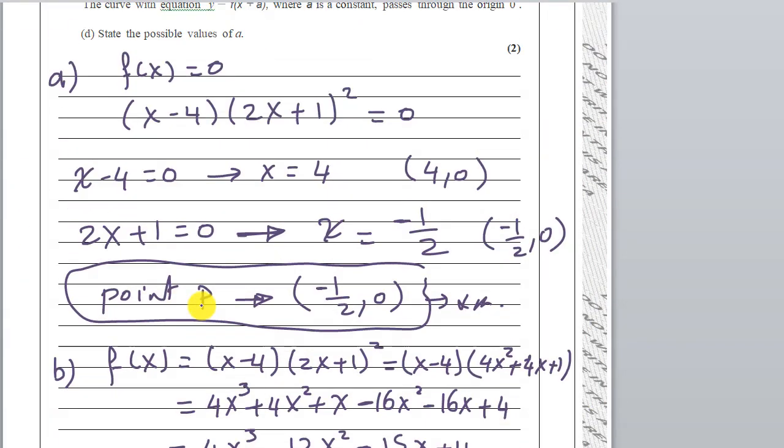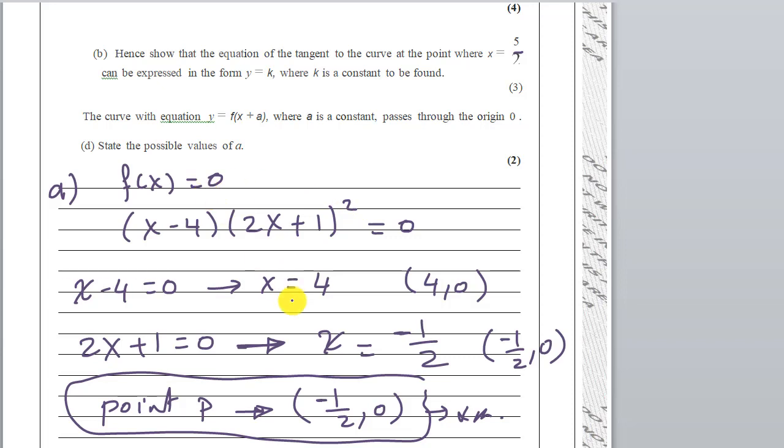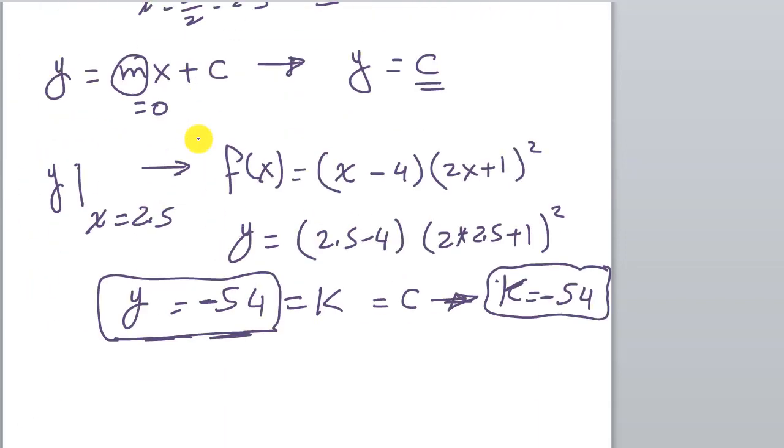Now the last question: the curve with equation y is equal to f of x plus a, where a is a constant, passes through the origin O. State the possible value of a. So now this curve passes through 0 and 0. So now I have, this is part D, y equal to f of x plus a. And this curve passes through 0 and 0.